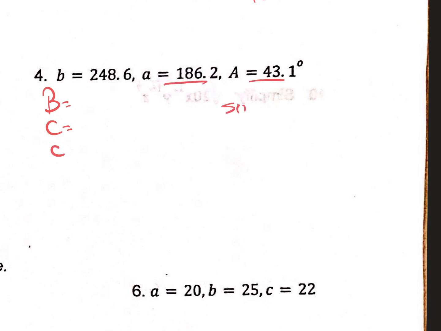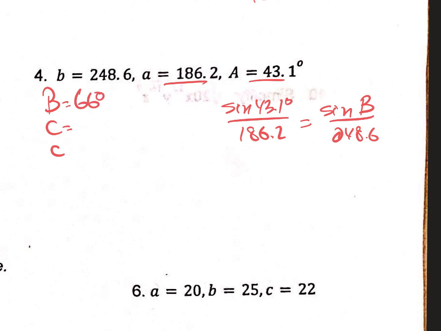So let's go. I'm going to go sine 43.1 over 186.2 equals sine of big B, which I don't know, over little b, which is 248.6. So I'm going to punch that in real quick. When I punch all that in, I'm getting 65.8. So I'm going to round that to 66. Now, remember what we do when you get an answer, there may be 2.